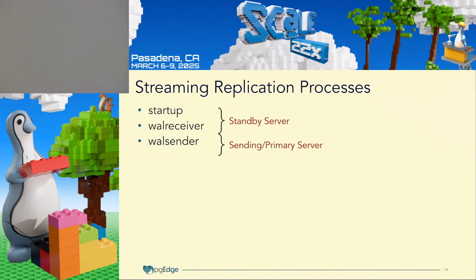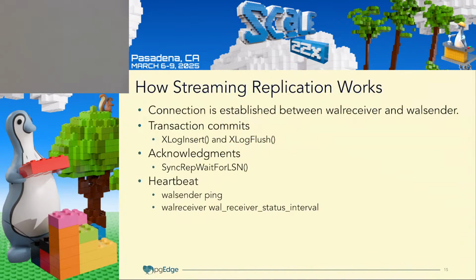So you have these three working together where the connection is started by WAL receiver. WAL receiver initiates a connection request. Since it has connection information, it's going to attempt to connect to the primary server. The primary server is going to spawn a WAL sender process, which is then going to establish a TCP connection with WAL receiver, and then you have a connection established between the two.